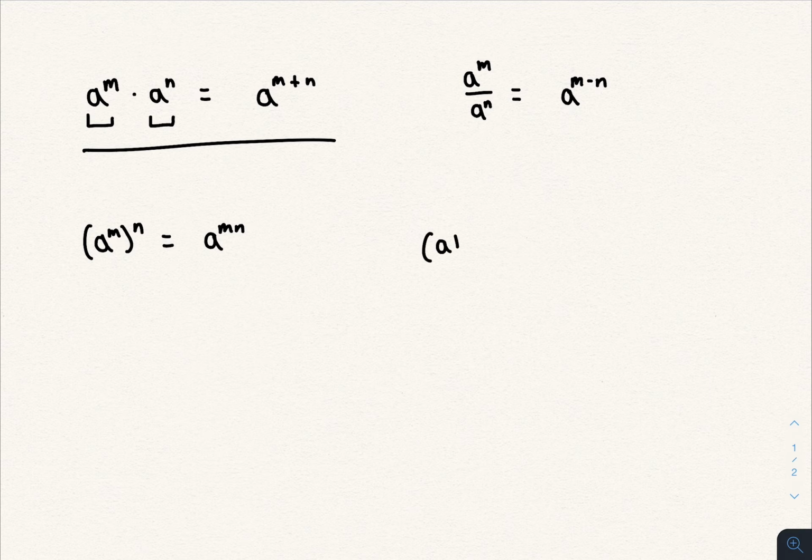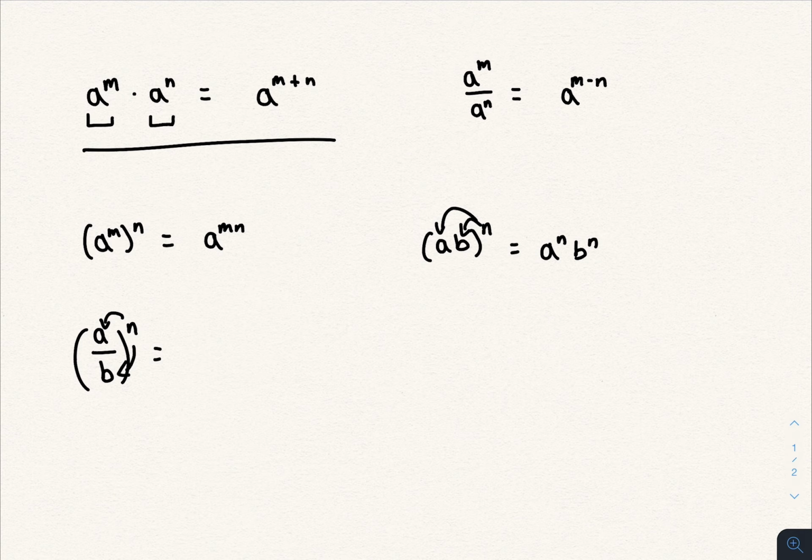If we have a and b inside brackets multiplied together like this to the power of n, we're allowed to distribute this n to each variable. So the answer would look like this: a to the power of n times b to the power of n. Just like that rule, if we have a divided by b inside brackets to the power of n, we can distribute this n to both variables. So it'd be a to the power of n over b to the power of n. And that would be our answer.